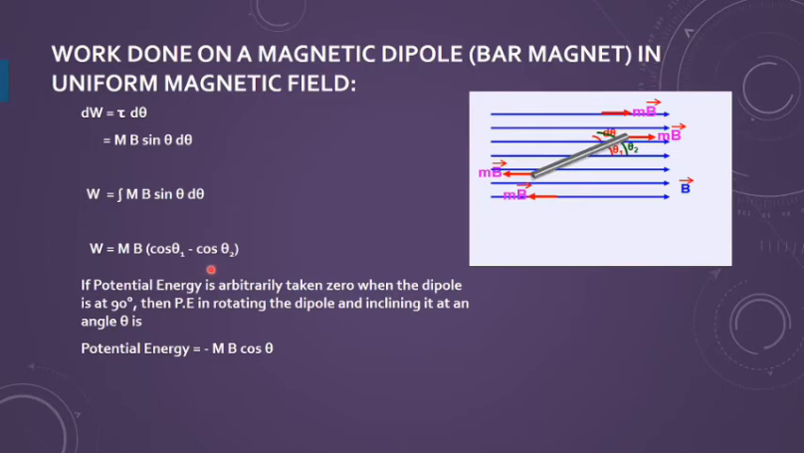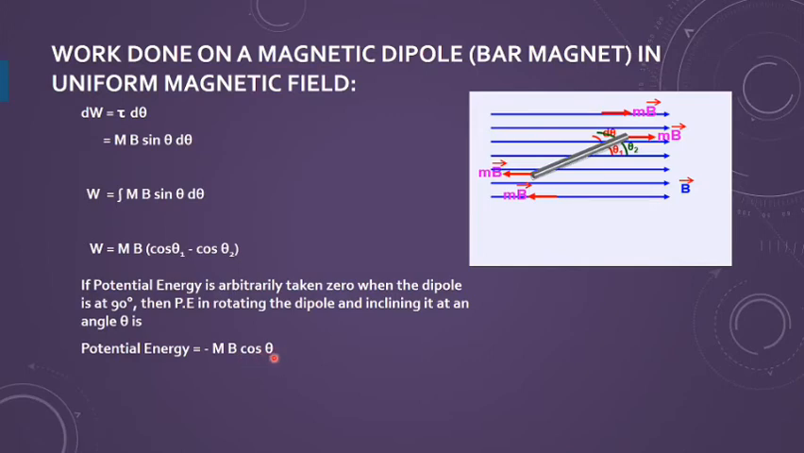and the potential energy will be given by minus mB cos theta. Similar to your electric field concepts, it is there. You can find the stable and unstable equilibrium also. For stable equilibrium, potential energy should be minimum. So minus mB cos theta is minimum when cos theta is equal to 1. It means theta should be equal to 0 degrees. And for unstable equilibrium, this should be positive, so theta should be 180 degrees.